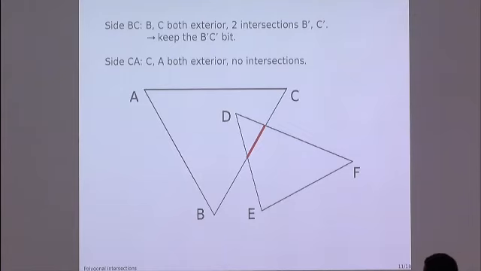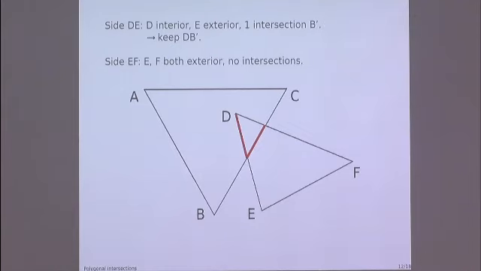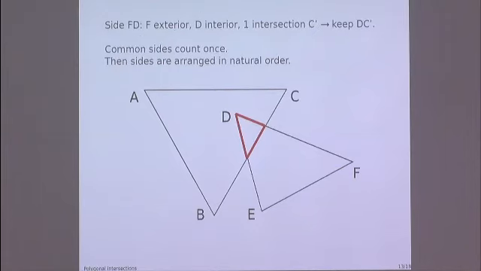Then you will loop on the second triangle. So side DE, you get D interior, E exterior. You've got one intersection, so you keep just the part that goes from the intersection to the interior point. EF, you dump it. And then you see that DF, what will happen? You will have one interior point, one intersection, so you will keep just this. And it's finished. You've got the intersection.